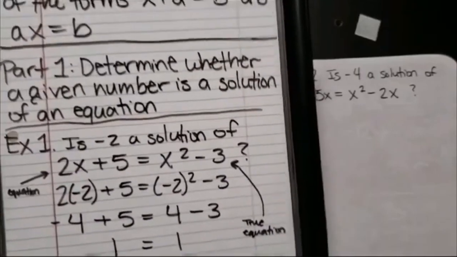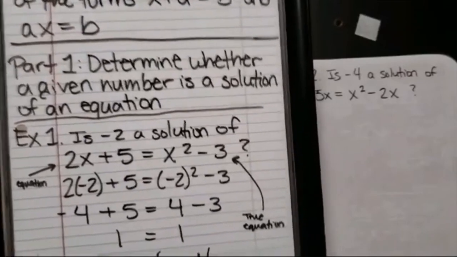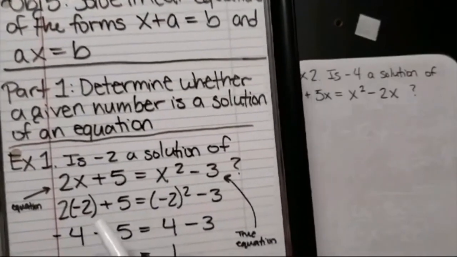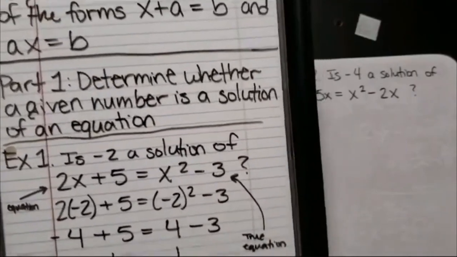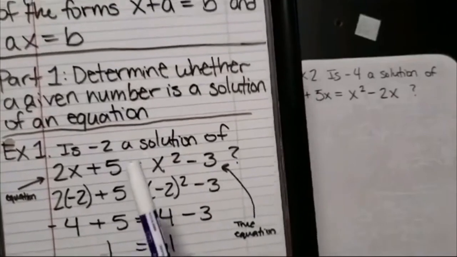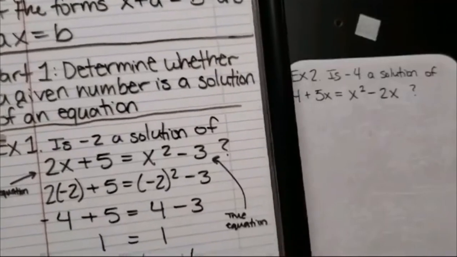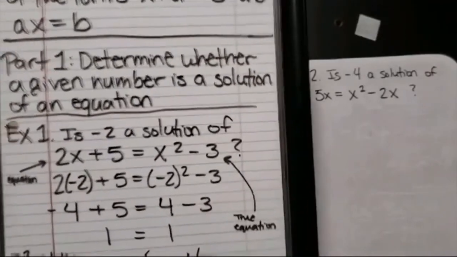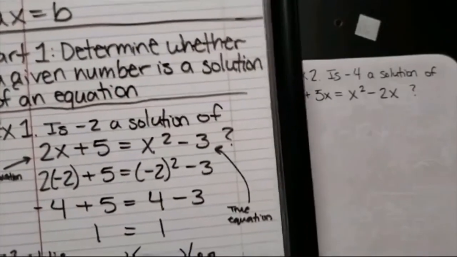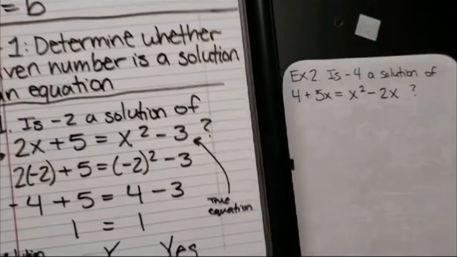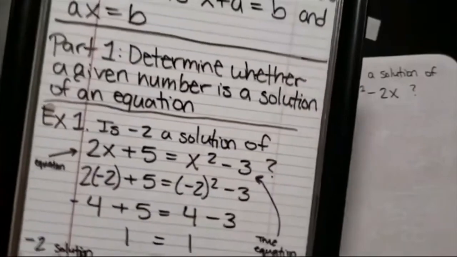We do what we previously did when we plugged in the number that they give us. We plug that in for x and we work it out. But because this is an equation, we have two sides of it. So we have the equal sign, and then we have the left side and the right side. So we want to see if the left and right side equal. If the left and right side equal, then it is a true equation. If they do not equal, it's a false equation, okay?